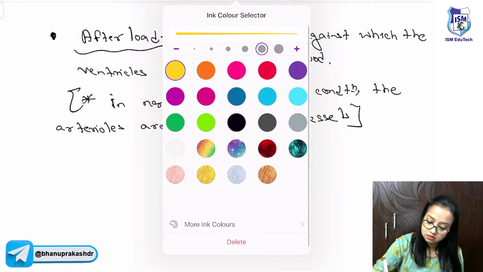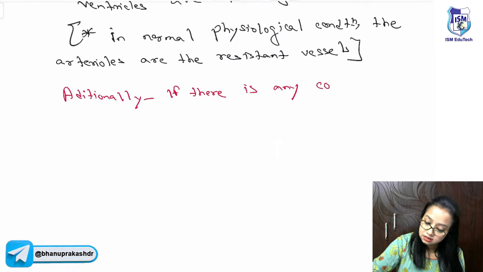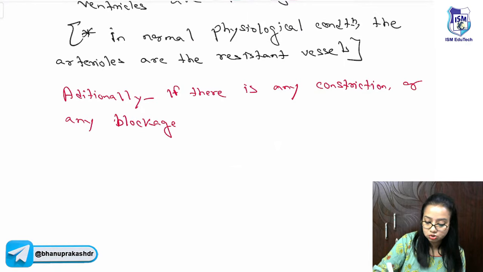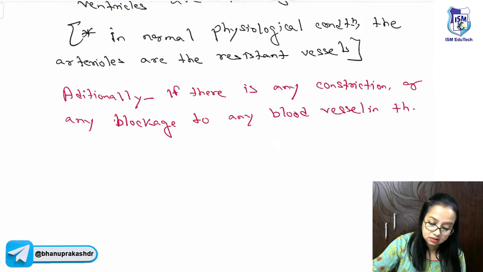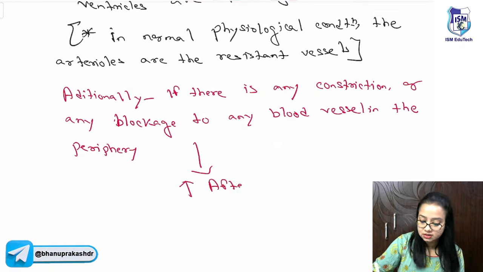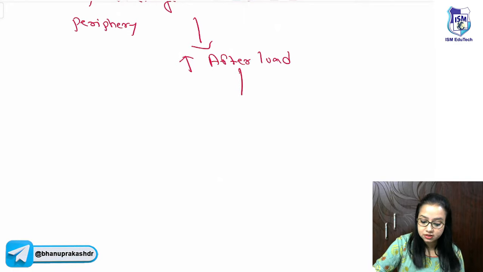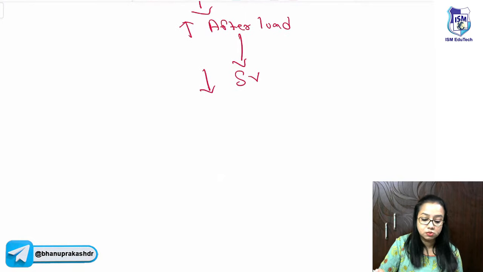Additionally, if there is any constriction or any blockage to any blood vessel in the periphery, then it will increase the afterload. It will increase the afterload, and increase in afterload will directly decrease the stroke volume. Now, afterload is one of the most determinant and important factors that affects the stroke volume.